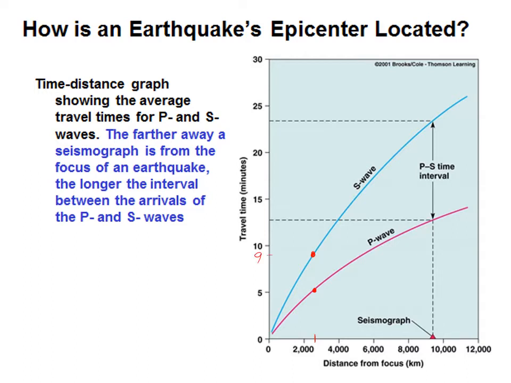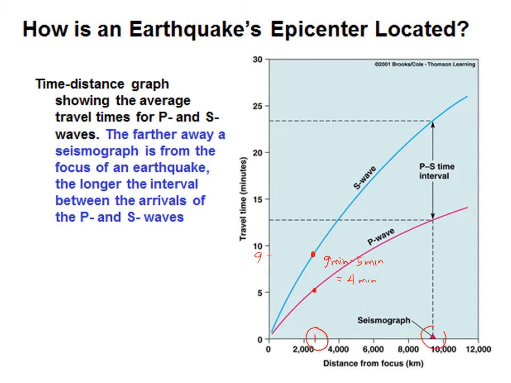So to determine the difference between the arrival times of P and S waves, we just need to subtract 9 minutes minus 5 minutes. So we will get an interval equal to 4 minutes, and that is for this particular station.